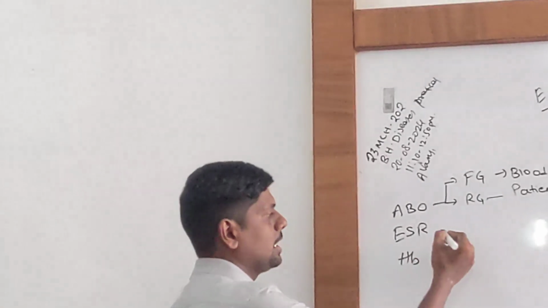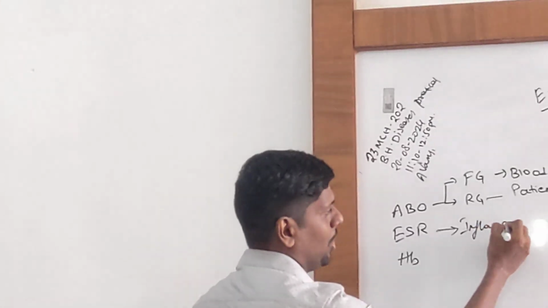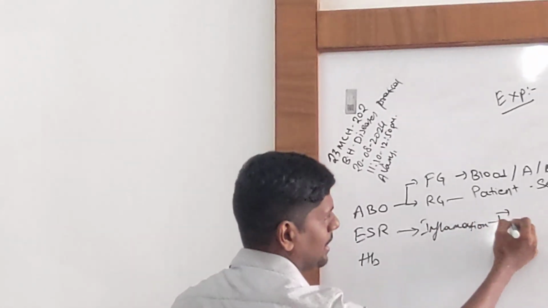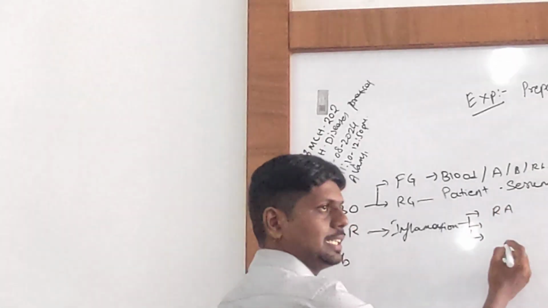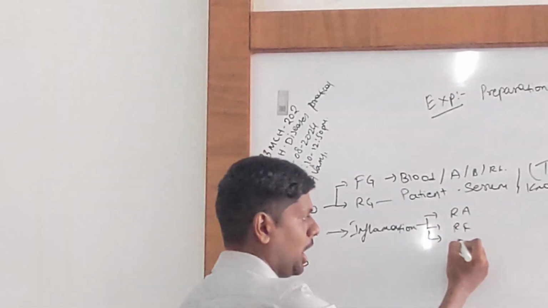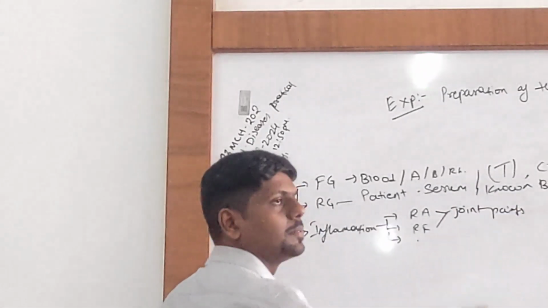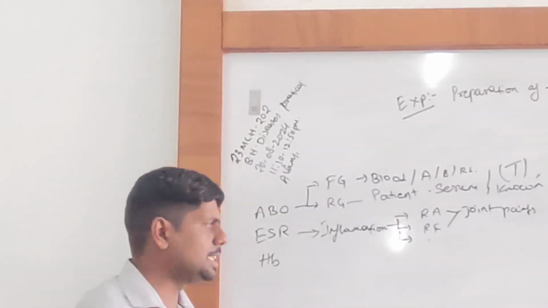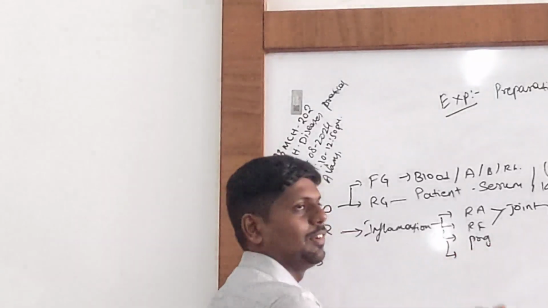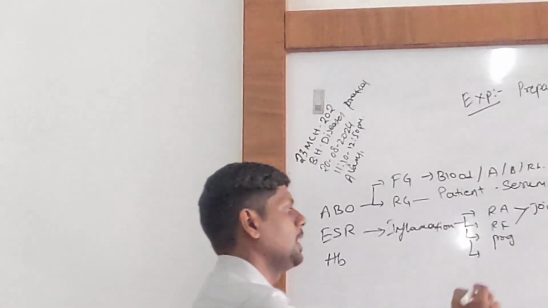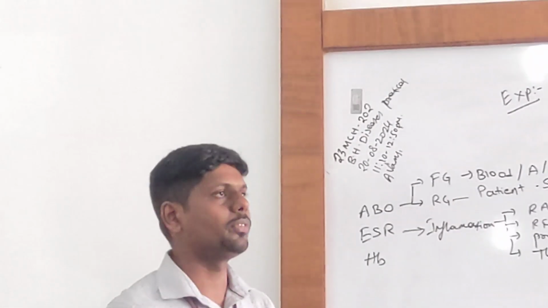Next one, ESR. What is the purpose of ESR? To check inflammation. Very good. So, conditions of inflammation. Any 2 to 3 conditions? Rheumatoid arthritis, rheumatoid factor, joint pain. These two are joint pains, by the way. Then pregnancy. Okay. There is one infection, tuberculosis. So this is a non-specific test for identification of inflammation.